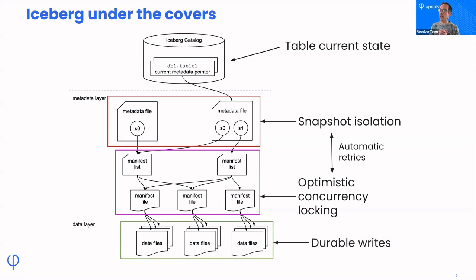Okay, the last one is durable writes. So once you have defined a snapshot, you have the manifests underneath it. Those manifests are pointing to the physical files in the object store, in S3, and that's where you write those files. And everything here, as you can see, is inside of an object store.